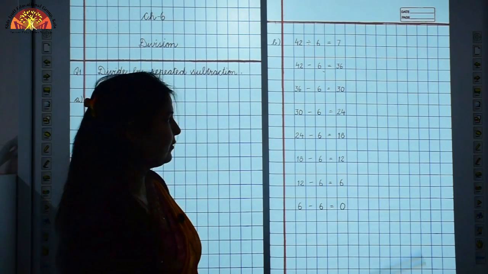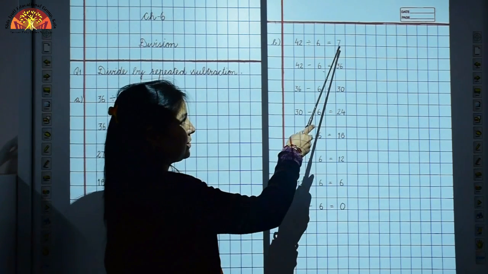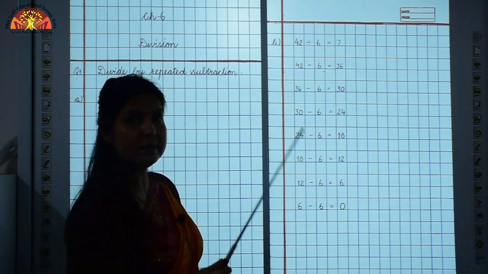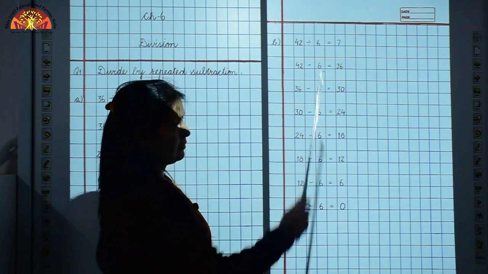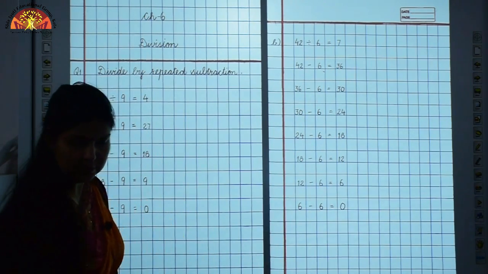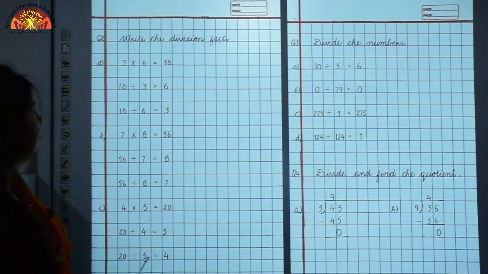How many times have we subtracted? We have subtracted 7 times till we reached 0. Now 7 is the quotient here. I hope you have understood. Now let's see question number 2.